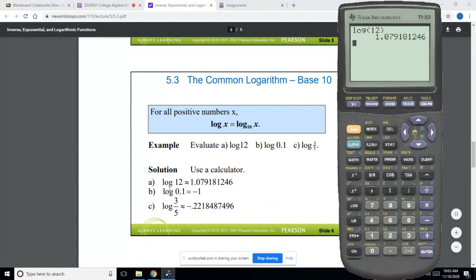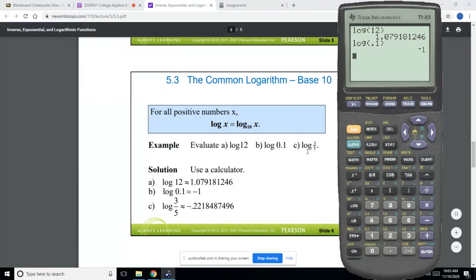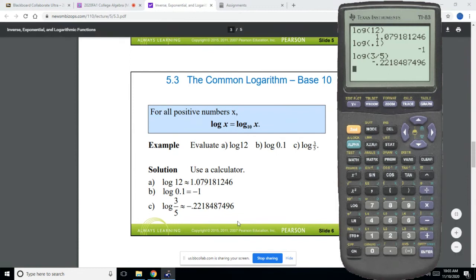Sometimes you may see log written in capital letters. Sometimes you may see log written in lowercase letters, but they're one and the same. As long as you don't see a base, the base is understood to be 10. I can evaluate the log of 0.1, so I can put in the log of 0.1 to get -1. I can also put in the log of 3/5. So since I do not see a base, it's an understood base 10. So the answer is -0.22.